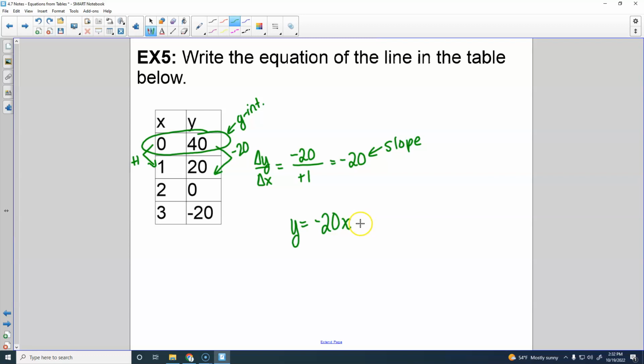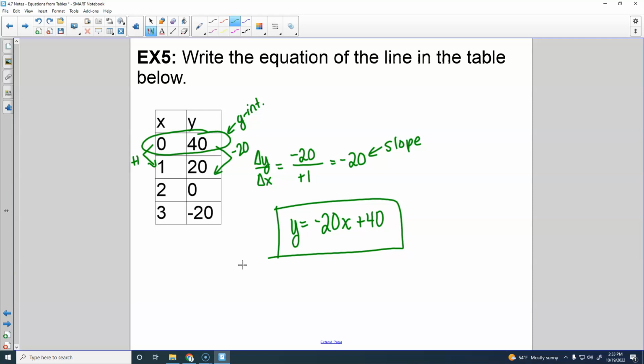Not 1. What's our y-intercept? The y-intercept, we're going to find it's wherever x equals 0, it's the y-coordinate that goes with it. Right? So it's going to be that 40, so we'll have plus 40. So y equals negative 20x plus 40 would be our equation. So for tables, wherever your x equals 0, that's your y-intercept.